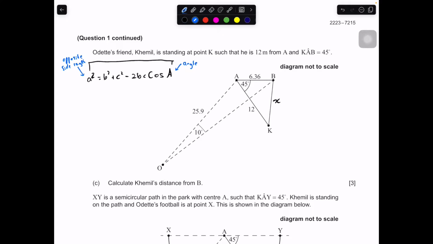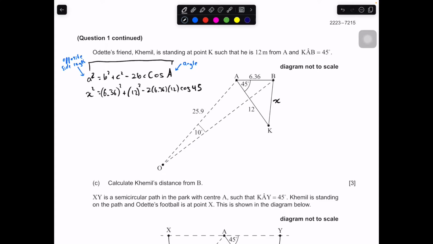We don't actually know x squared right here. So let's write that in, x squared. But we do know the other 2 side lengths. We do know this is 6.36 squared, and we do know this other side length of 12 squared, minus 2 times 6.36 times 12, and then we have cos, and thankfully we do have this angle which is opposite this side length right here. So we have cos 45.